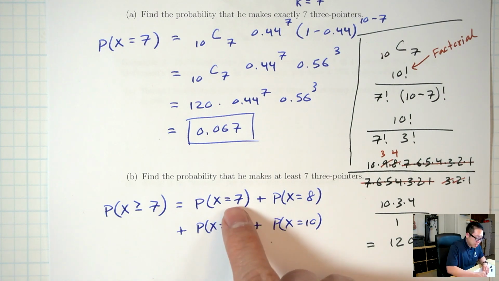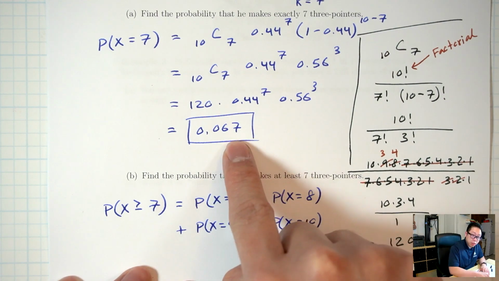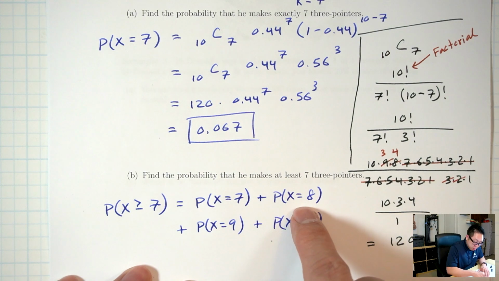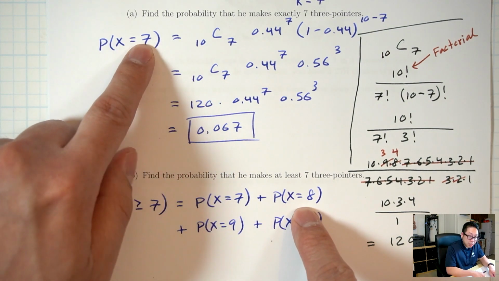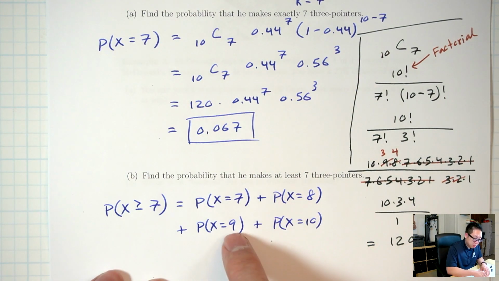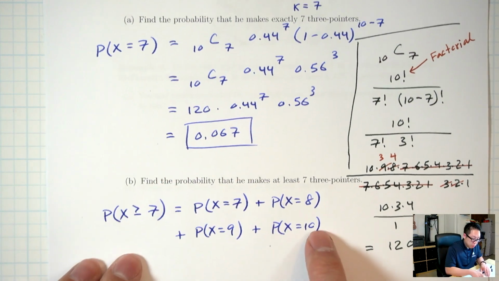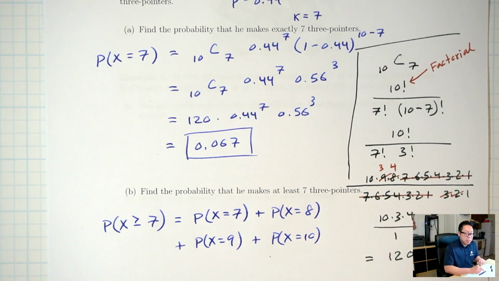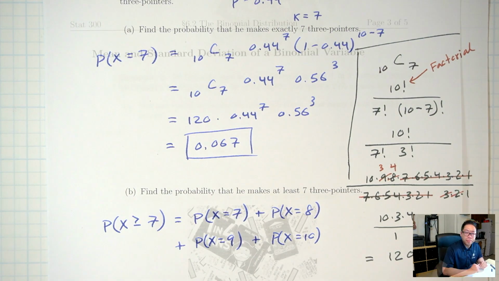So the probability that he makes exactly 7, we did already. Then you have to do it again, replacing the 7 with an 8, redo the calculation. Redo it again with a 9, redo it again with a 10, right? That's annoying. That's too much work. So we're going to do this using R, the computer. This is the last time we'll do anything by hand here.